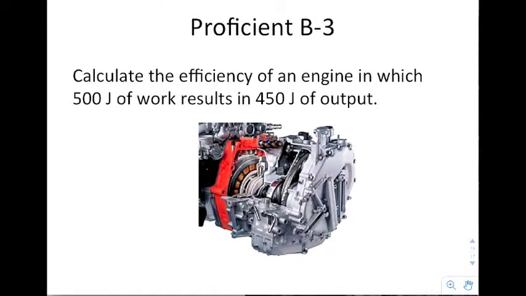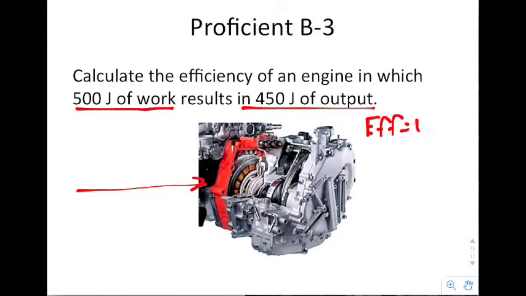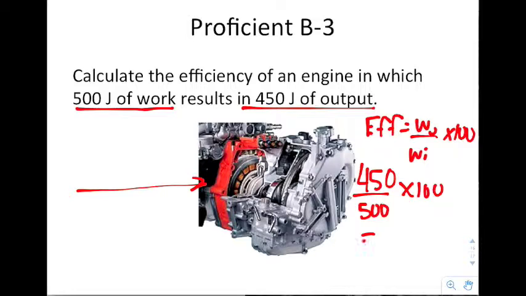Now calculate the efficiency of an engine in which 500 joules of work input results in 450 joules of output. And that would actually be a very, very efficient engine. So we have efficiency is equal to work output divided by work input times 100. Whenever you do this, you get 450 divided by 500 times 100, and that ends up being about 90%, which is very, very efficient. Most car engines that you have are roughly 20 to 25% efficient, even the best ones.